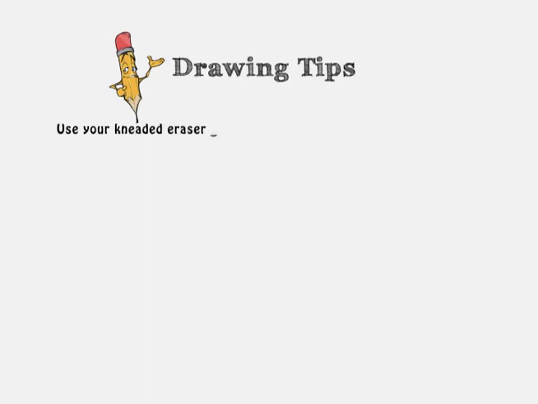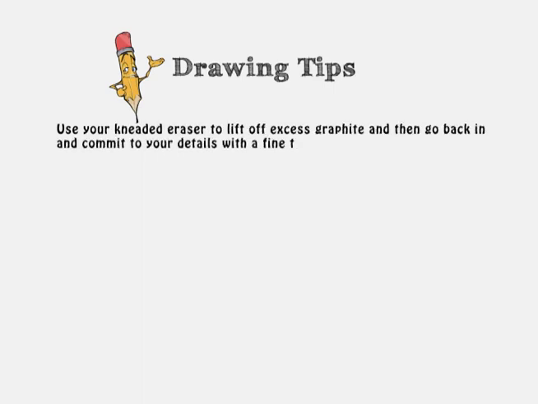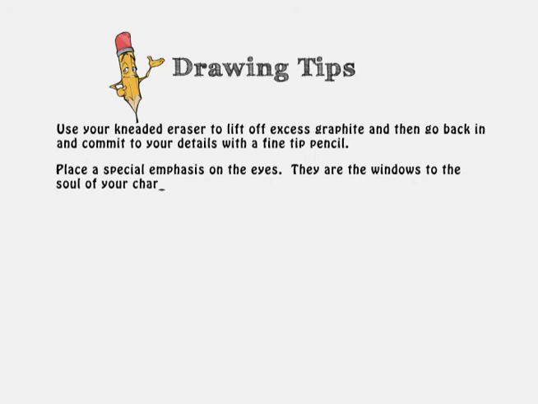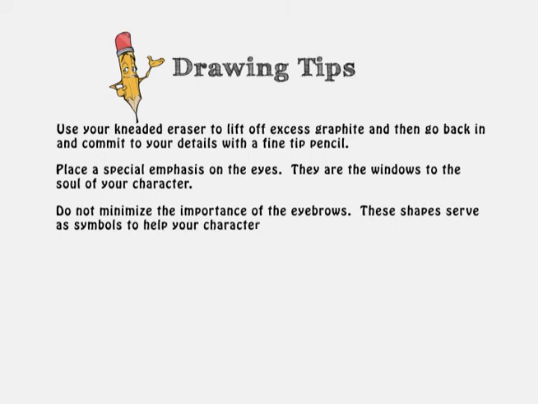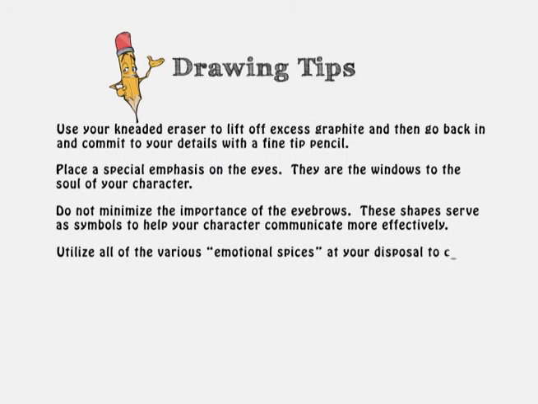Use your kneaded eraser to lift off excess graphite and then go back in and commit to your details with a fine-tip pencil. Place a special emphasis on the eyes. They're the windows to the soul of your character. Do not minimize the importance of the eyebrows. These shapes serve as symbols to help your character communicate more effectively. Utilize all of the various emotional spices at your disposal to create unique facial expressions.